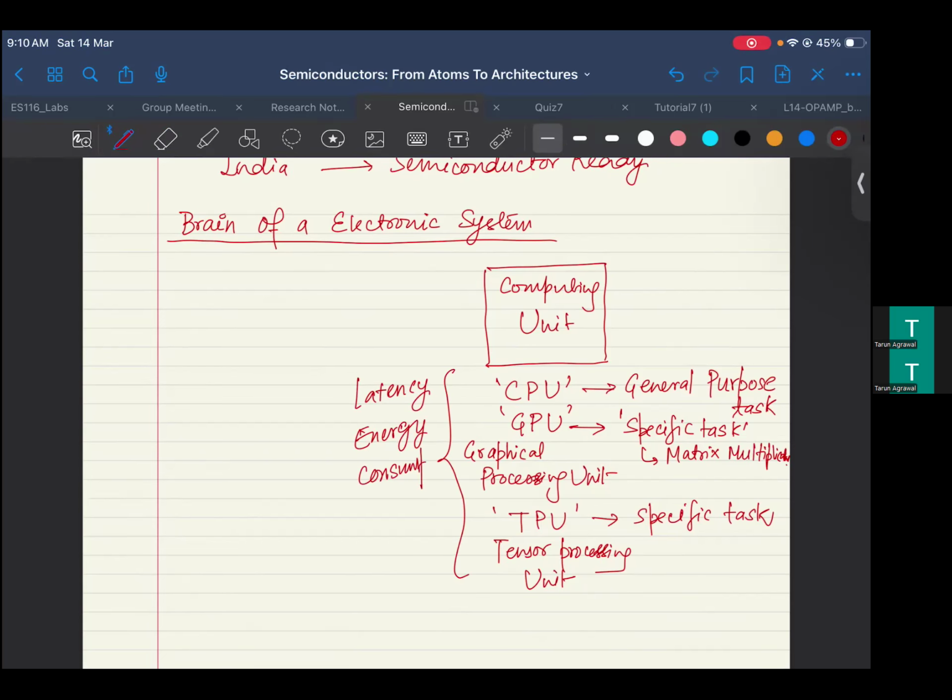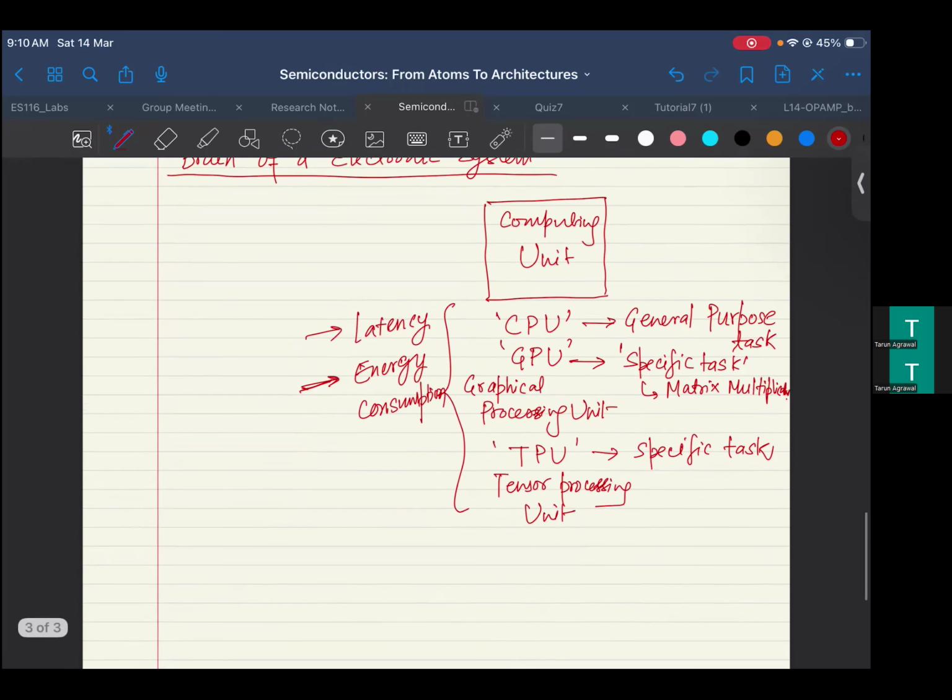So these are the holy grail, how you will say that they are better or worse. Latency means how much time it takes, from applying an input to the output coming out. Energy consumption is another metric: how much energy it consumes in doing that task. These are the simple ways you could compare these, and they are designed for very specific tasks.